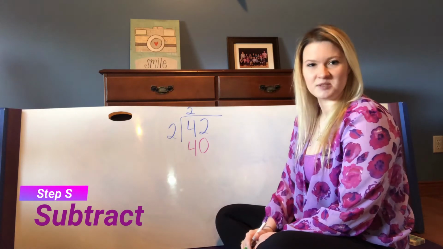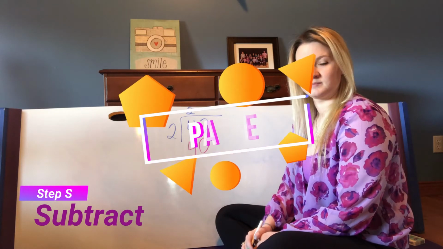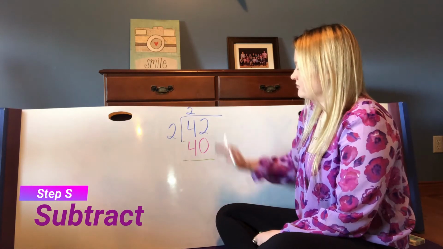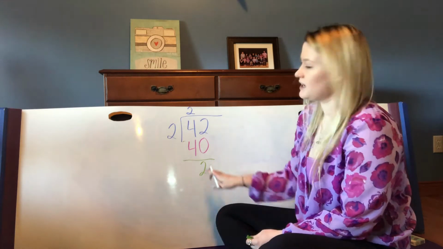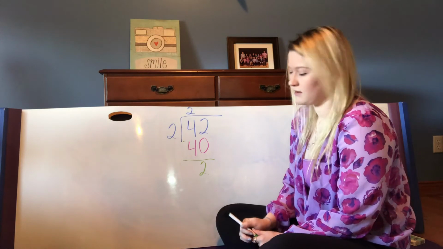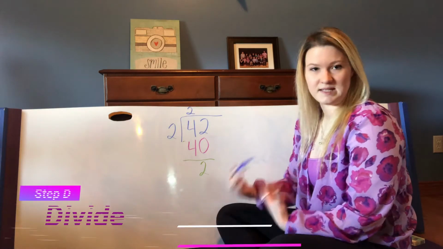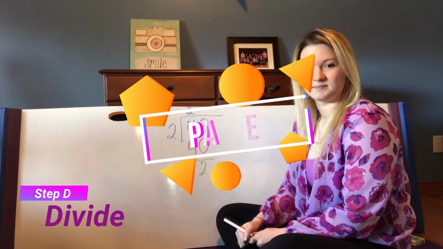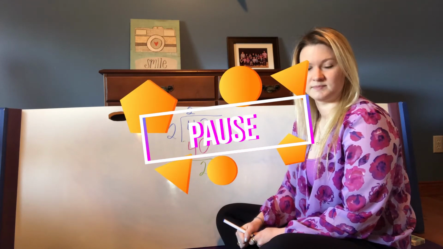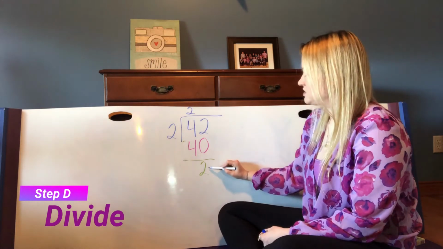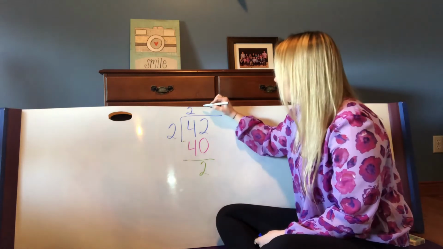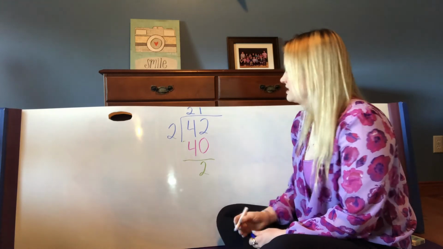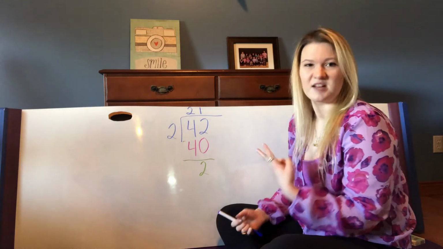Now you're going to do S for subtract. So we're going to subtract 40 from 42, which we know leaves us with 2. But we're not done yet because we still have numbers under our sideways L. So we're back to the beginning with D. So I know if I have 2 things and 2 groups that I'm going to end up putting 1 thing in each group. So my 1 goes on the top. That's our second time using our D.